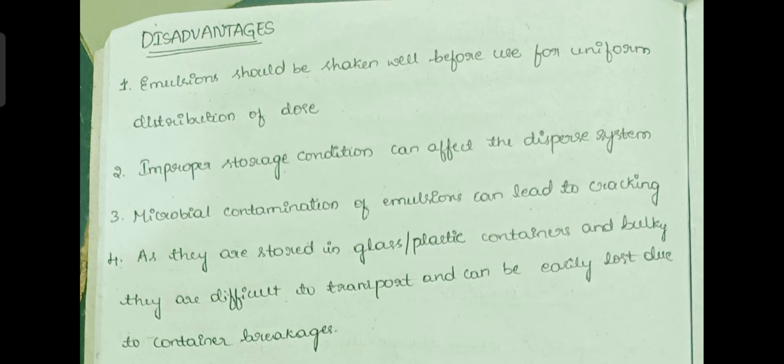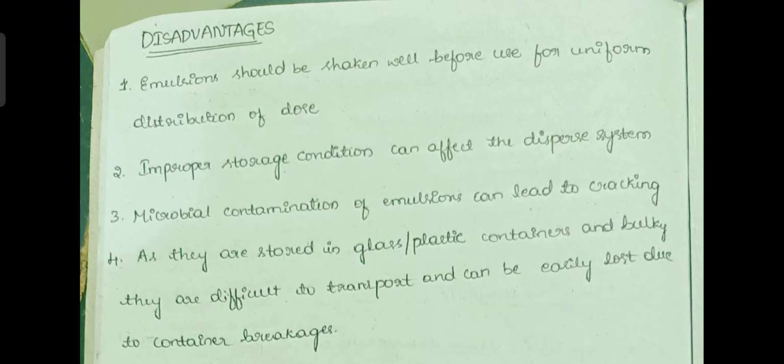When we speak about advantages, we have to see the disadvantages also. Emulsion should be shaken well before use for uniform distribution of the dose. Similar to suspension, where we saw flocculated and deflocculated suspension, in emulsion smaller globules, the dispersed phase, are added into a larger quantity of liquid, called the continuous phase. Both will be two different phases. Hence, it has to be shaken well for uniform distribution.